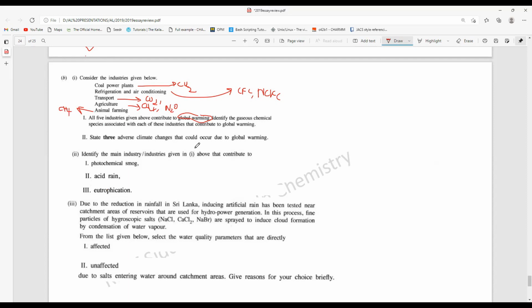State 3 adverse climatic changes that could happen. So global warming means a gradual rise in the temperature. So the first thing that would happen is there will be high temperature. Means what is going to happen? There will be polar glaciers and ice caps. They will dissolve.